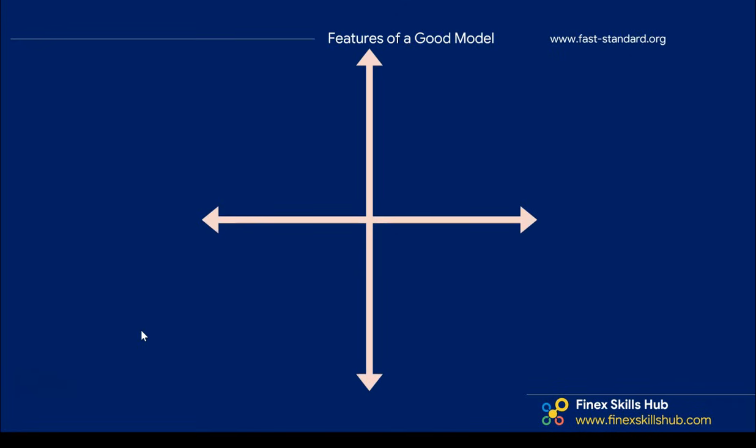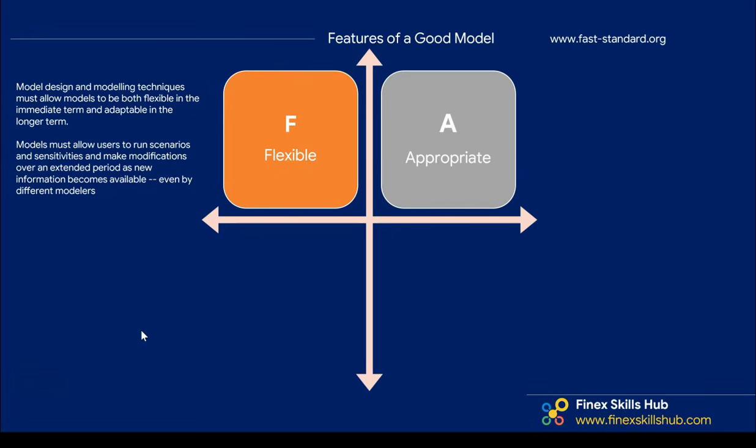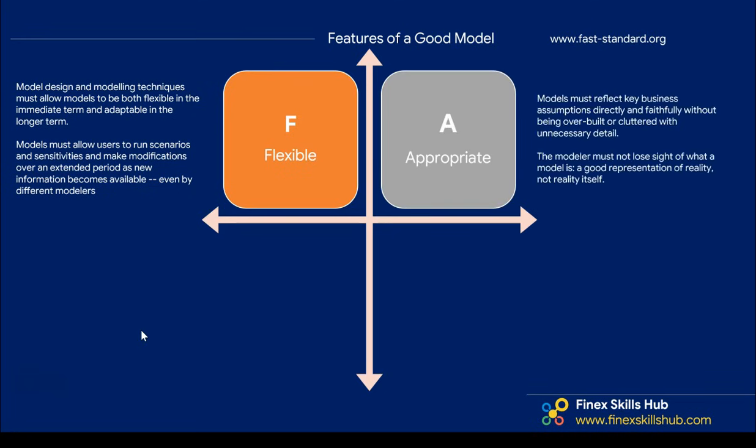Now, I'll borrow the FAST standard. You can get details of this FAST standard from this website. They break this down into F, which is flexibility, okay? A, which should be appropriate. The model must reflect key business assumptions directly and faithfully without being overbuilt, okay? So just enough to make sure that you don't lose sight of what you are building. It should be a good representation of reality, okay?